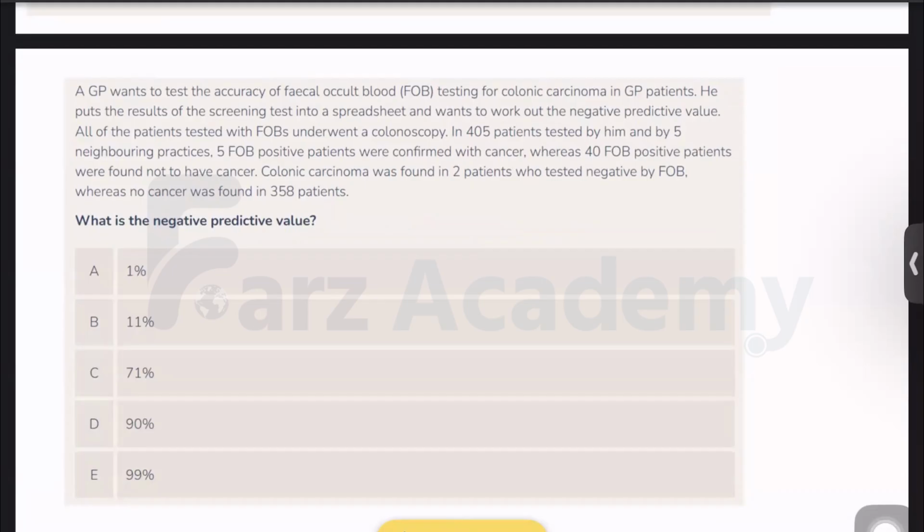Then again, we will practice the question that we just saw, similar to that. Is anyone finding any difficulty to draw a table? Do you want me to draw a table? The total is 405. 5 are test positive in the cancer group. 40 are positive in the non-cancer group. Two are test negative in the cancer group.